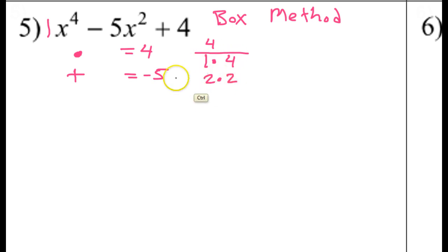Now, which one of these pairs can give me a sum of negative 5 if I pick the signs right? Well, that's going to be 1 and 4. I can make negative 5 if I make them both negative. Negative 1 and negative 4 make negative 5. And then the product has to involve the same two numbers, so negative 1 and negative 4. Now that we have the numbers, it is time to make the box.